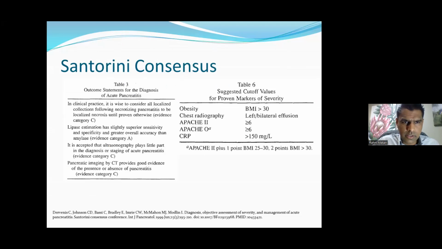So there is a Santorini consensus as well that was developed to try and look at other markers. So they agree that obesity is a factor. The pleural effusions are also a factor. The Apache 2 score more than 6, and the Apache O score more than 6 as well. And then a CRP more than 150 as well can indicate that you are dealing with severe pancreatitis.